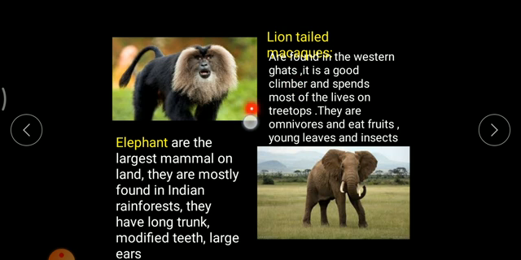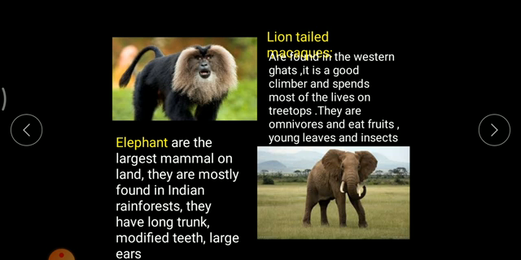Lion-tailed macaques are mainly found on treetops of tall trees. They are omnivorous and eat fruits, leaves, and small insects. So this is the lion-tailed macaque, which has developed a habitat of living in the Western Ghats and looks like a lion. They eat both plants and insects in order to survive in the tropical region.